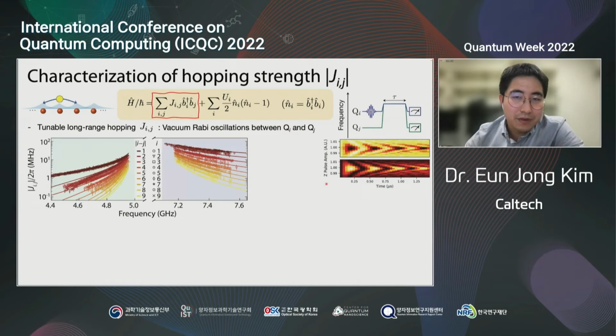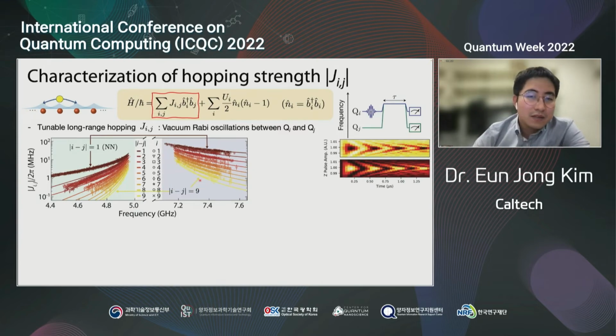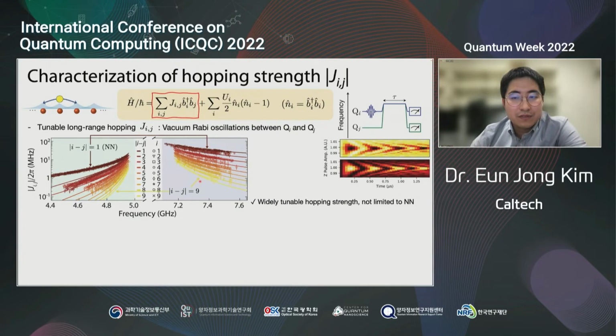And by fitting the oscillation curve on resonance, we can extract the magnitude of hopping as a function of frequency for all possible pairs of qubits in our system. Here, the topmost brown data points and fitting curve correspond to the nearest neighbor hopping of distance 1, and the bottommost yellow data points and curve correspond to the longest hopping distance of 9. From this data set, we have realized a widely tunable hopping strength beyond nearest neighbor.